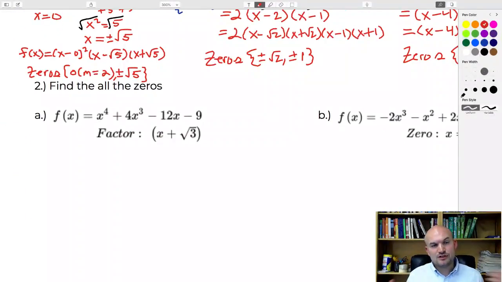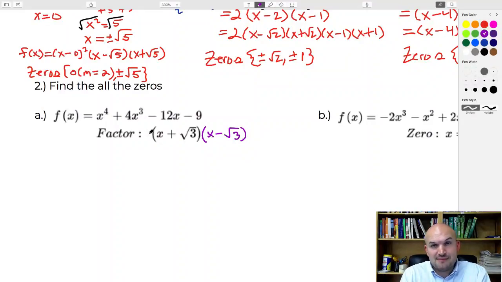So what do we do when we are trying to find all the zeros, but we're given a factor? And you can see in this case, we're given a factor that is irrational. So the one thing that I mentioned that we talked about today in class was when you're given a factor, especially irrational, remember the conjugate is going to exist. So therefore, we also know that x minus the square root of 3 is also a factor.